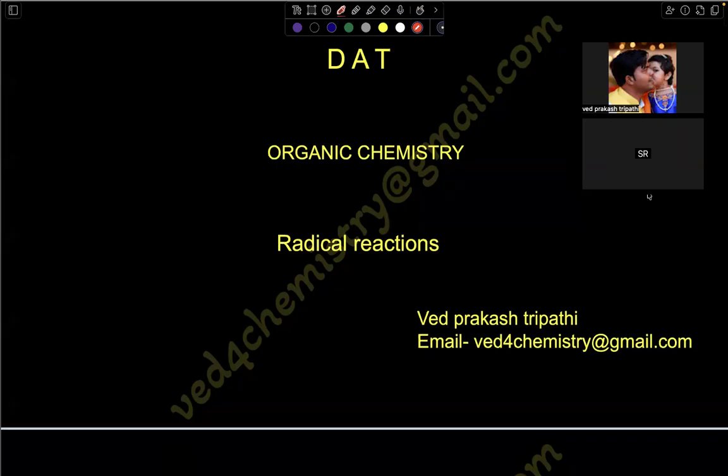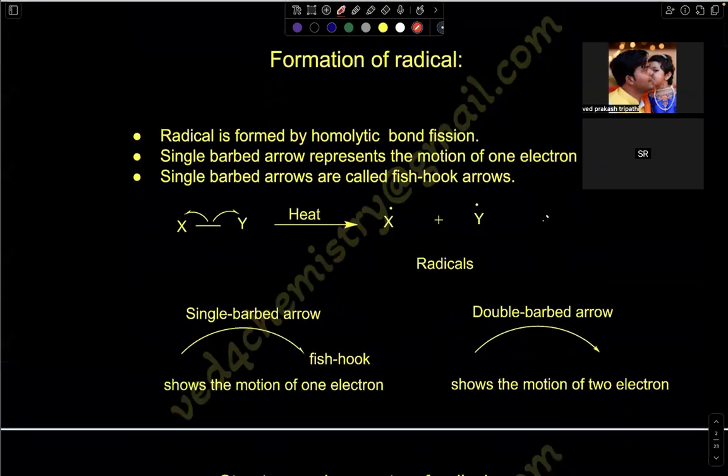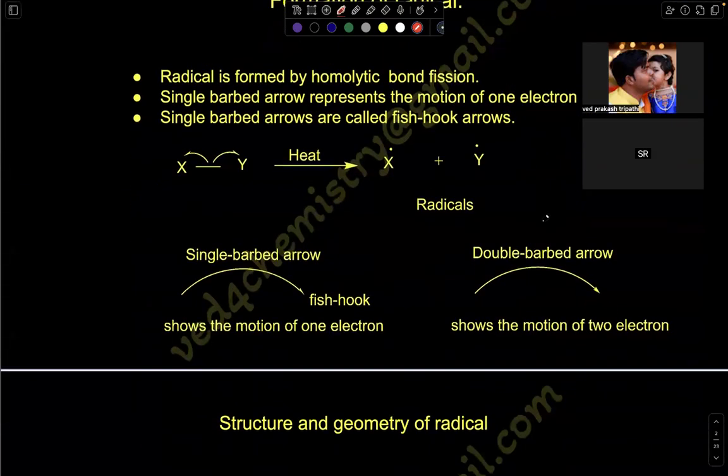Okay, so this is the very first slide. Radical is generally formed by homolytic bond fission. Homolytic means breaking when we have the same electronegative element.